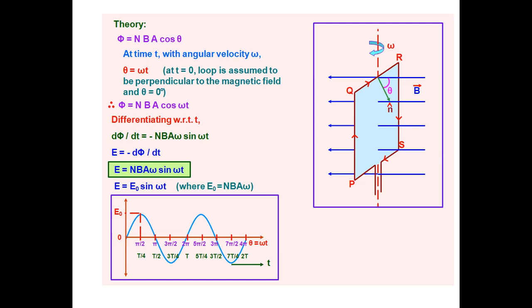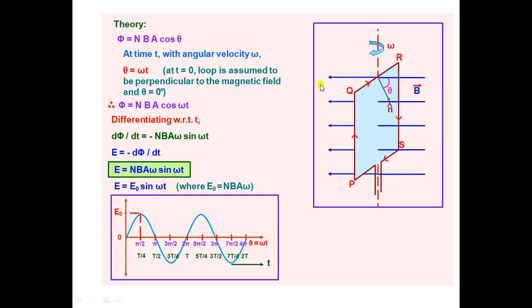Because the magnetic flux is B into the component of the area vector along the field direction, that is NBA cos theta. At time t, the angular velocity is omega and theta is equal to omega t. At t equal to 0, the loop is assumed to be perpendicular to the magnetic field, at theta equal to 0 degrees. Therefore, phi is equal to NBA cos omega t.